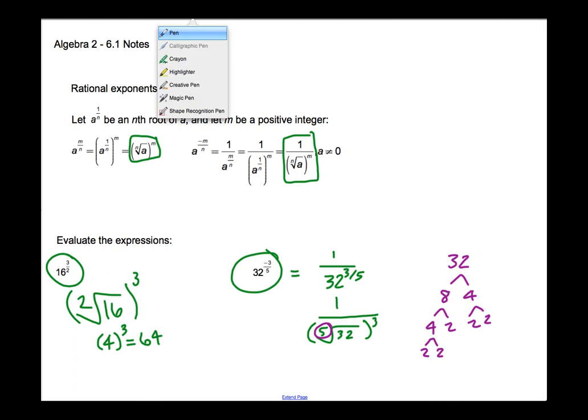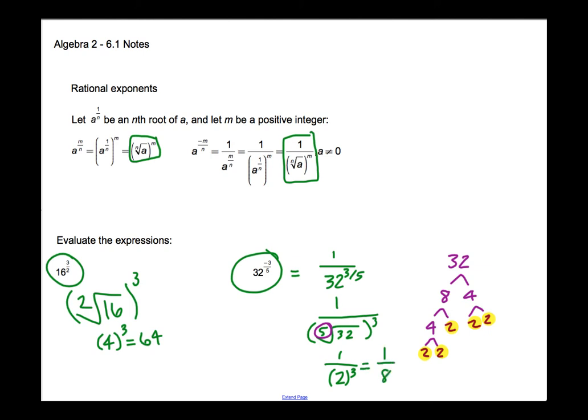Well, look here. Look what I've got now. I've got 1, 2, 3, 4, 5 twos. I've got 5 twos. What does that mean? That means that I'm going to end up over here with 1 over 2 cubed, which is 1 over 8.